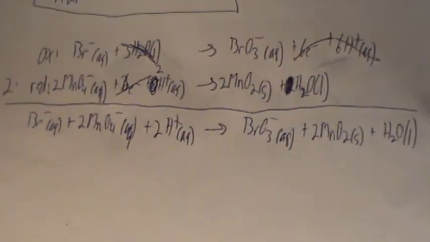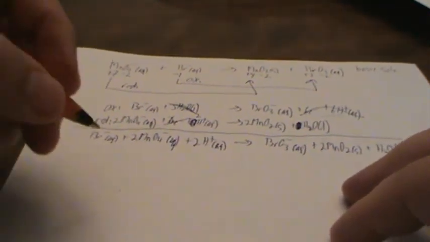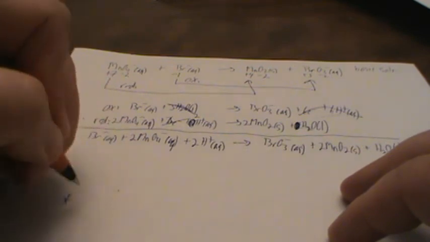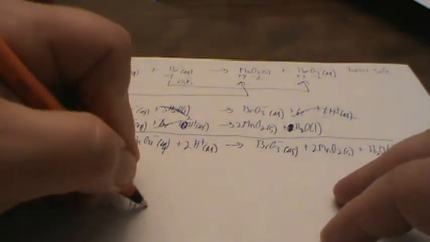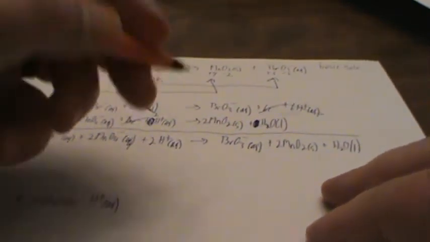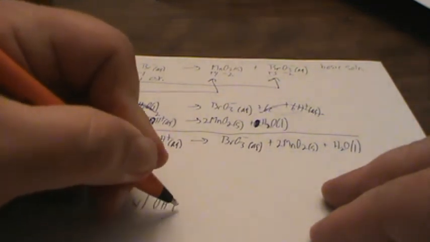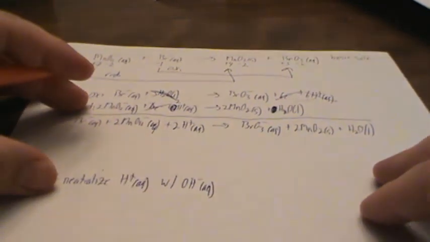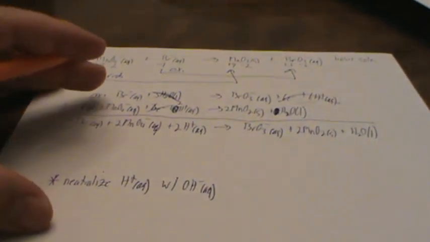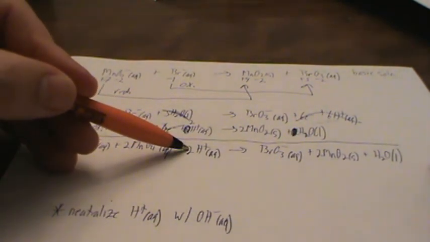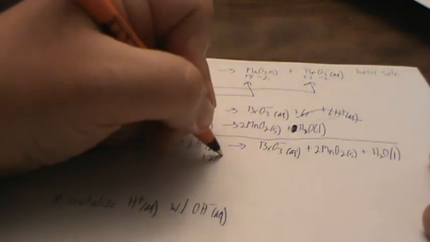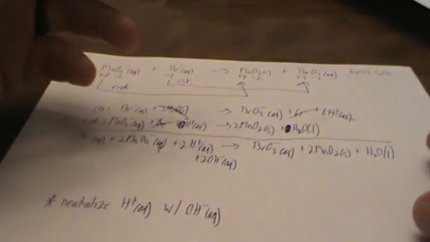Okay, but since this is a basic solution, we have to do one more step at the end. That extra step: we have to neutralize hydrogen ions with hydroxide ions. Alright, so looking at our reaction at this point, we have 2 hydrogen ions on the left-hand side. So to neutralize that, we're going to add 2 hydroxides to the left. Now, however many hydroxides we add to one side, that's how many we have to add to the other side.